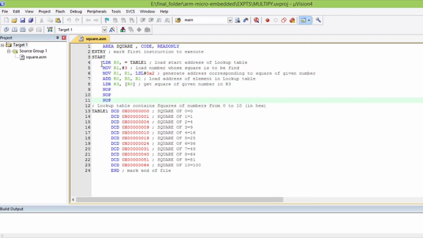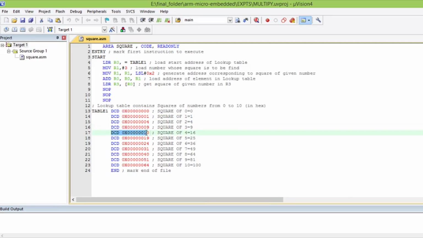So the very first instruction that we see here is LDR R0, =table1. Table1 is our lookup table, wherein you can see all these values. DCD here indicates we are storing 32-bit values, and the very first value we are storing is 0, because the square of 0 is 0. The second term stored is 1, because the square of 1 is 1. Then we have 4, that is the square of 2. Next we have 9, which is the square of 3.